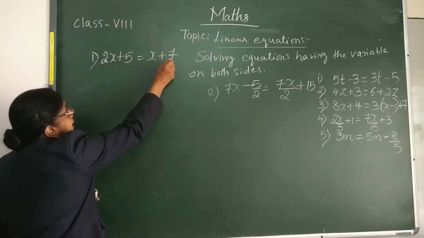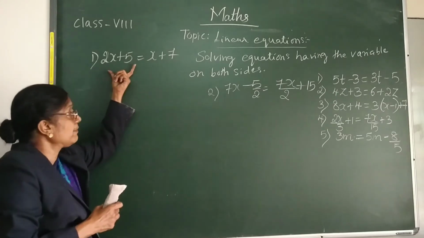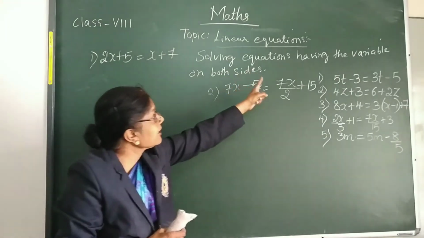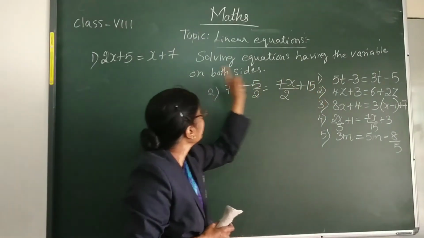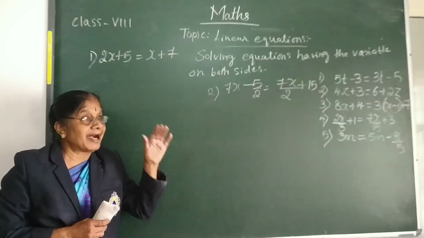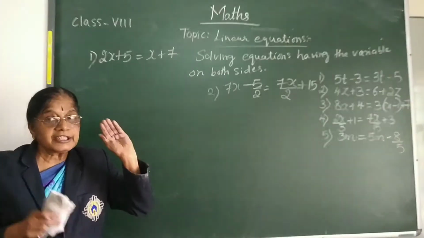The first example: 2x plus 5 is equal to x plus 7. You can see the x variable is on the left hand side and also on the right hand side. So it is solving equations having the variable on both sides. How to solve this? We can solve it by the transposing method. What does the transposing method say?